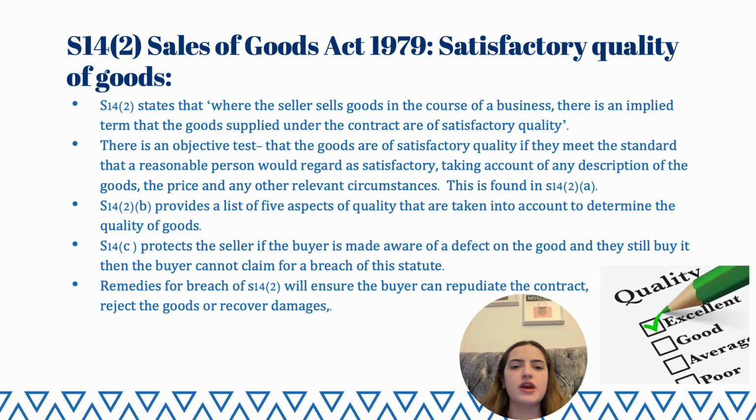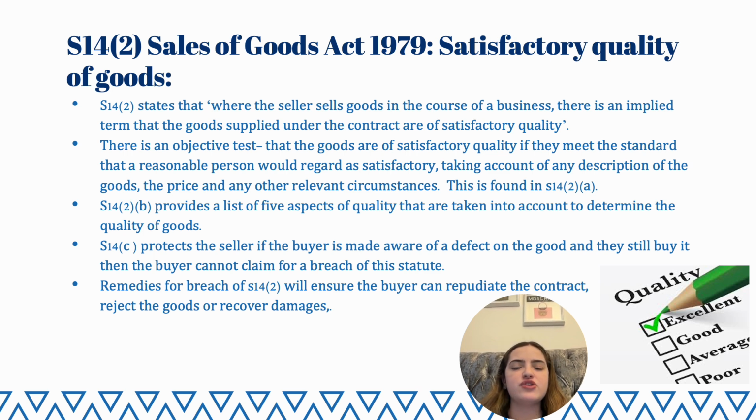Section 14.2B provides a list of 5 aspects of quality to be taken into account to determine the quality of goods. Those 5 are fitness for all the purposes for which goods of the kind in question are commonly supplied, appearance and finish, freedom from minor defects, safety, and durability. Section 14.2C protects the seller: if the buyer is made aware of a defect on the goods and they still buy it, the buyer cannot claim for a breach of this statute.